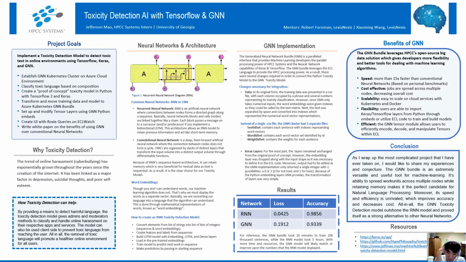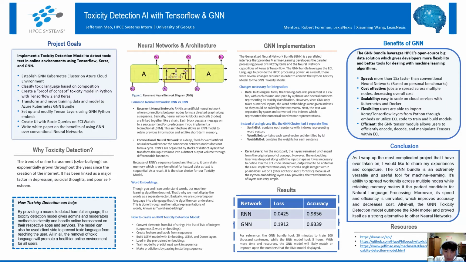Next, the second part that I had to edit was through the Keras layers. For the most part, they remained unchanged from the original proof of concept. However, there were a few embedding layers that were dropped, such as the input shape and embedding layer, because that was all defined through the ECL code. Moreover, the output of the GNNI implementation had to be changed because it only returned a single integer instead of several, and that single integer only had 2 possibilities, a 0 or 1.